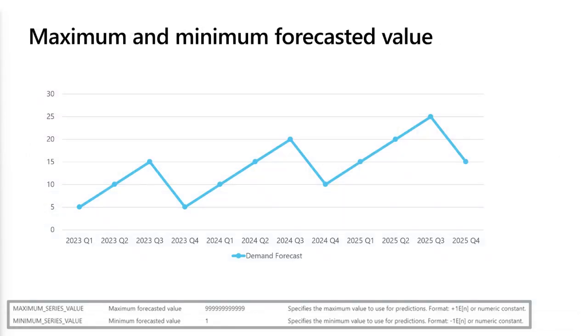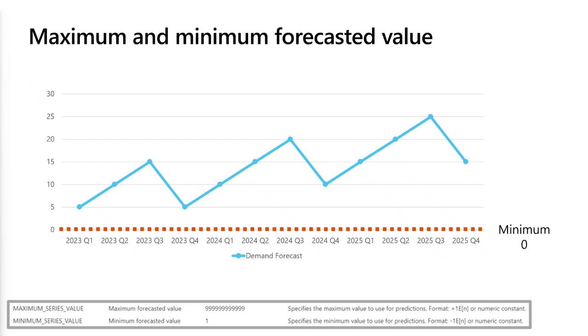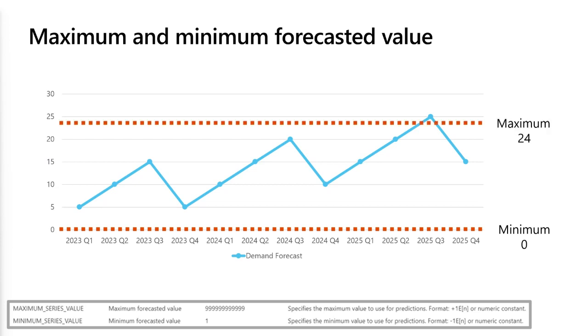Next, let's talk about our minimum and maximum forecasted value parameters. Essentially, they allow me to choose what the limits are on the values that my forecast can have. For example, I may set my minimum value at 0. If the system doesn't think I'm going to have demand for that date, I don't want to put anything there. Now let's say I want a maximum value of 24 for some reason. We notice that the forecast in this case would have given us a value of 25, which is above our maximum allowed value. So instead, the forecast will come out with the value of 24 for this data point.